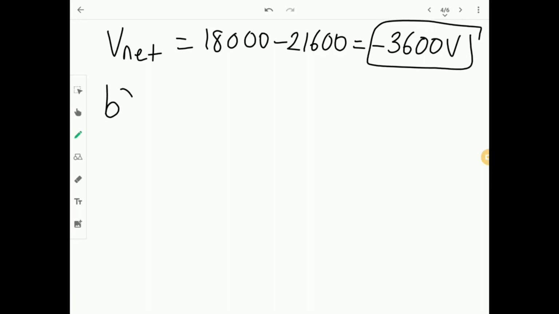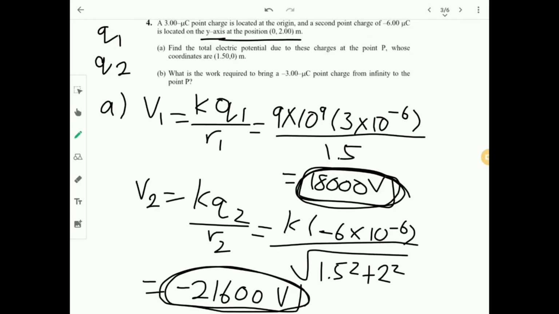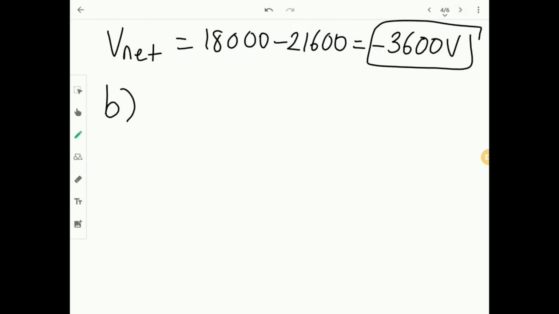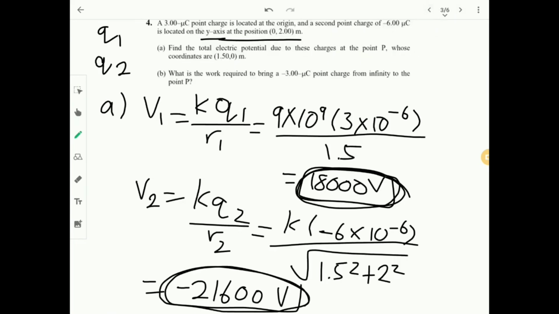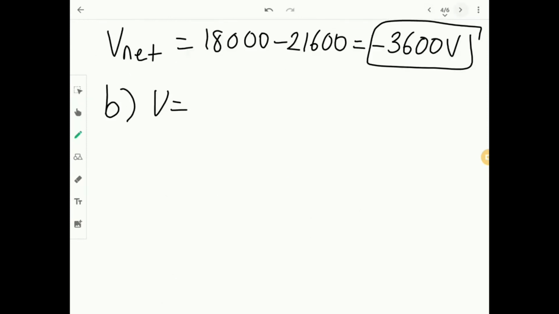Let's go to part B now. What is the work required to bring a minus 3 microcoulomb point charge from infinity to the point P? Now we should remember the formula. What is the question? Work required or potential energy. It is K Q1 Q2 over R. One thing we should know: if R is infinity, isn't U 0? So U at infinity is 0.